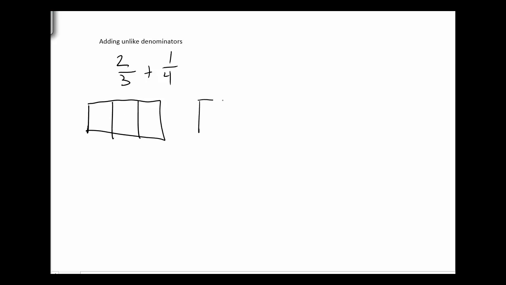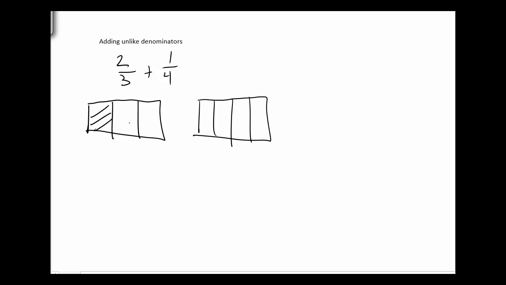Now, how does that same logic work with adding unlike denominators? So let's take something like 2/3 plus a fourth. And let's think about our graphing techniques as far as how we can utilize those to get those to match. Well, I'm going to take a rectangle this time, and I'm going to divide that up into 3 chunks. And I'm going to take a rectangle and divide that up into 4 chunks.